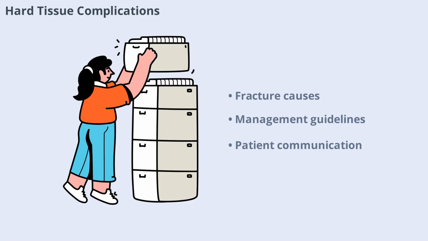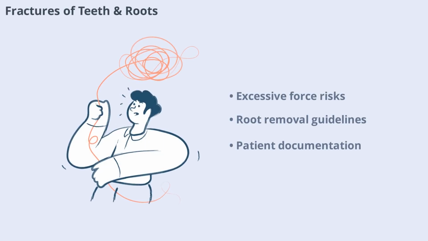Let's explore each hard tissue complication in detail and learn how to manage them effectively. Fractures of teeth and roots are common during extractions, especially when excessive force is used or prior elevation is neglected. Carious lesions, large restorations, devitalized or ankylosed teeth, and abnormal root morphology increase the risk.